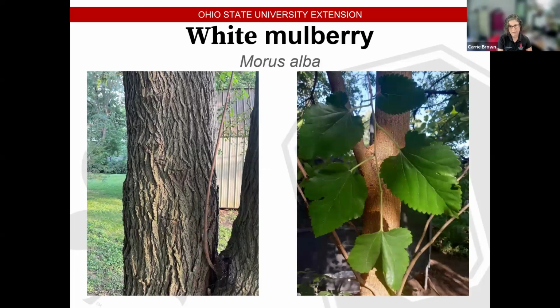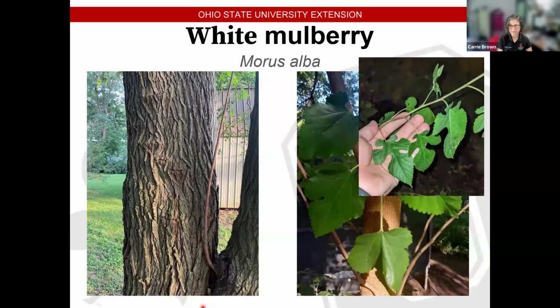So you can see the bark there, and then on the right, you can see some variation in the leaf. So we do have just some lobing here, and in some cases, that lobing can be much deeper. So kind of all over the place when it comes to leaf shape.